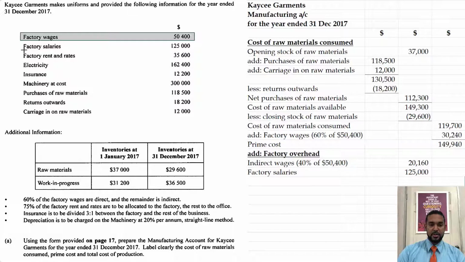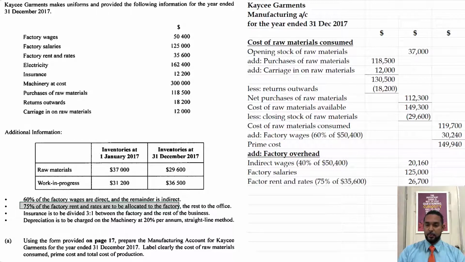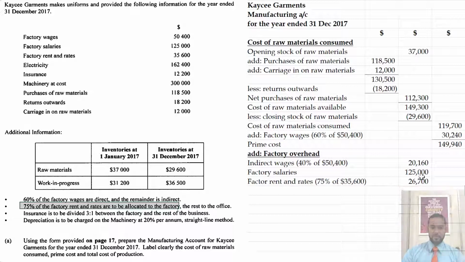Now the rent and rates, did we have an adjustment for that? Yes, I think we did. 75% of the rent and rates are to be allocated to the factory, the rest to the office. So the office expenses go in the income statement. But here's manufacturing, so 75% of that figure will give us 26,700, sorry. Right? Electricity, they didn't give us a split for that, so I'm putting the whole thing.